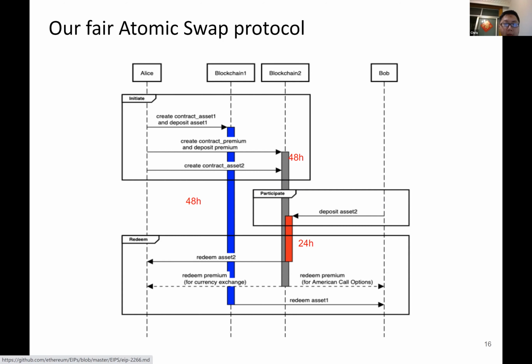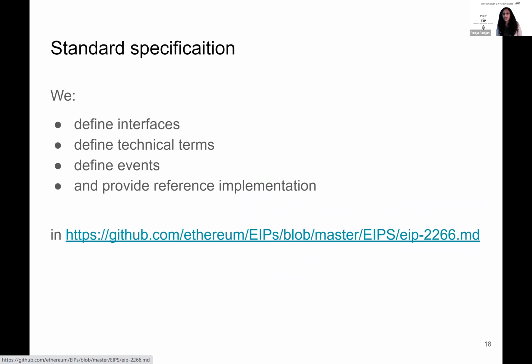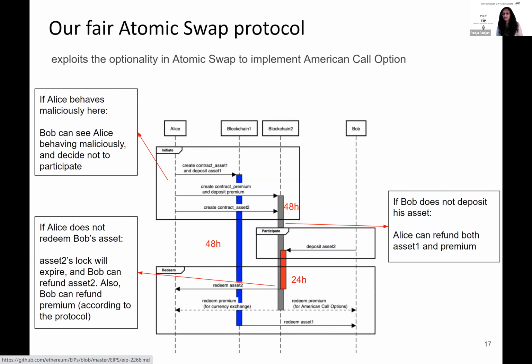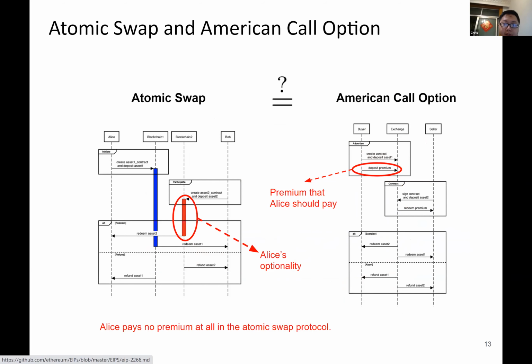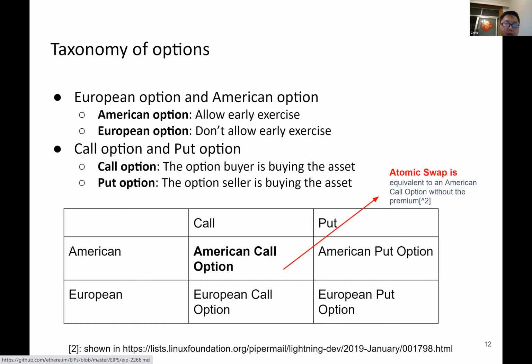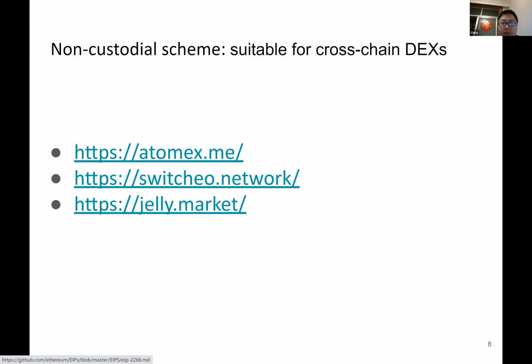Yes. So related to that, you mentioned in one of your slides the implementation of atomic swap in Atomex and a couple of other projects. Are they using this particular version, like the proposal, or are they using a different version of that? Well, they only use the original version without premiums. So in their protocols, there is optionality. Yes. So that's the weakness of their atomic swap. Okay, got it.